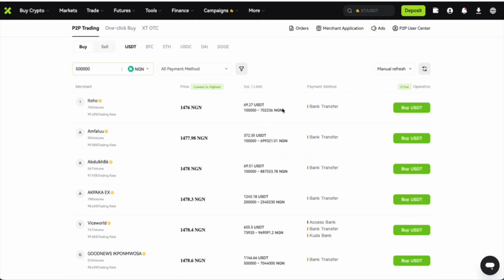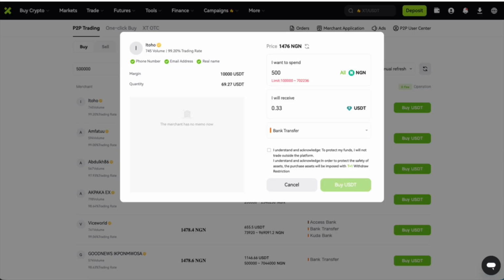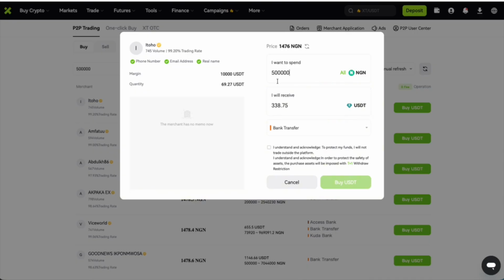So let me see, this person says from 100,000 to 700. If I go ahead and click on the buy option and type 500,000 right here, okay, I can actually buy from this person, right? I can buy from this person.